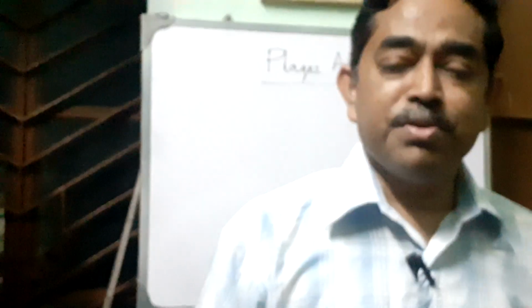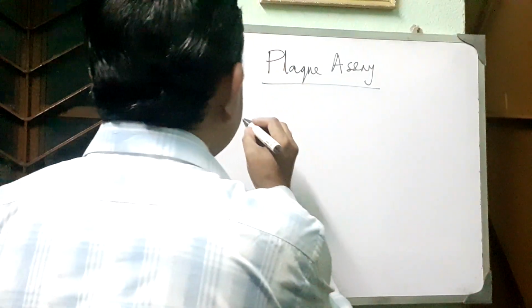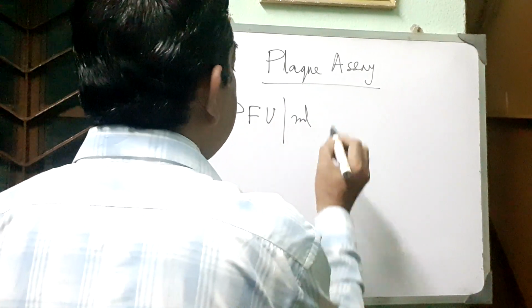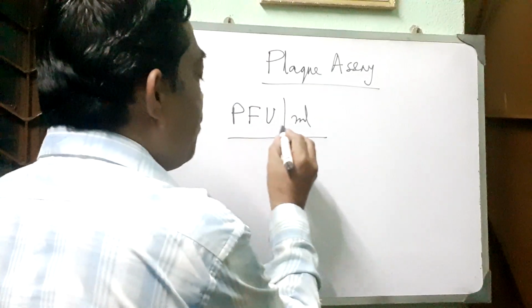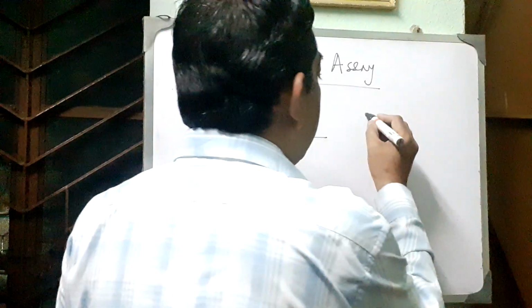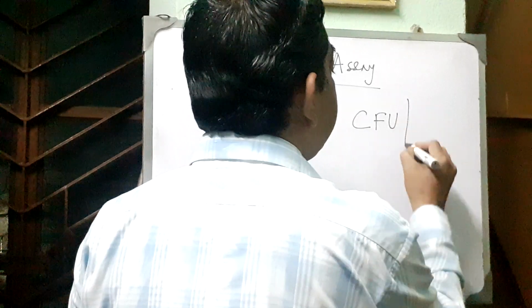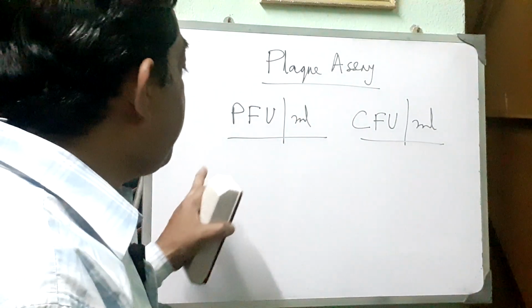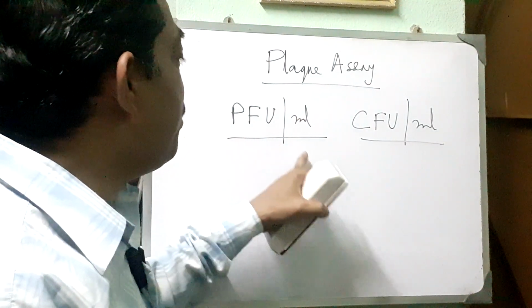The unit of measurement of bacteriophage is the PFU. PFU per ml means plaque forming unit per ml. Plaque means the zone of clearance. Plaque forming unit is like CFU, colony forming unit per ml, which we generally use in case of bacterial count or yeast and mold count. In case of bacteriophage the unit will be PFU, plaque forming unit per ml.